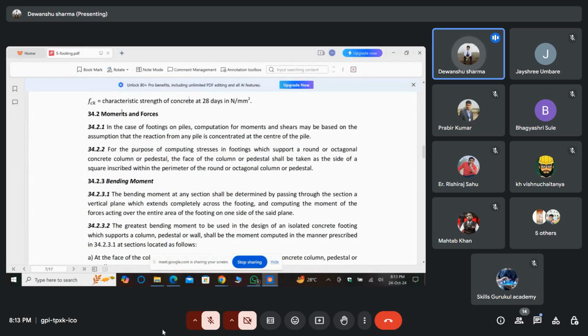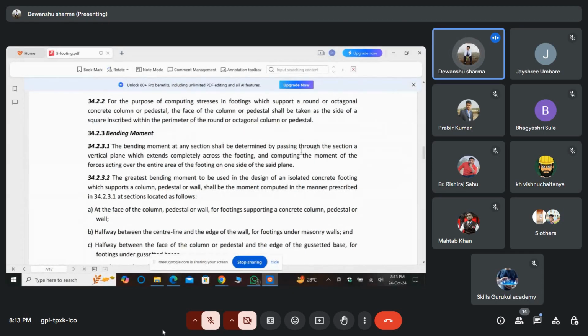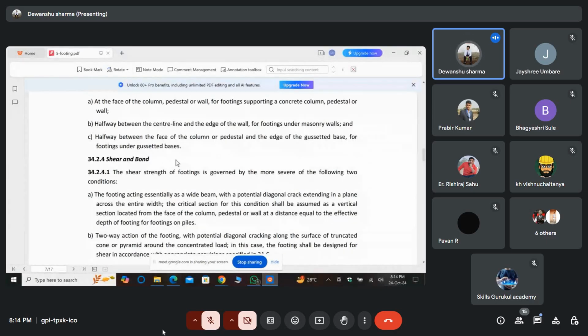Then for moments and forces, in case of footing on pile, computation for moment and shear may be based on the assumption that the reaction from any pile is concentrated at the center of the pile. For bending moment, the bending moment at any section shall be determined by passing through a section a vertical plane which extends completely across the footing, and computing the moment of force acting over the entire area of the footing on one side of the said plane. Other is shear and bond.